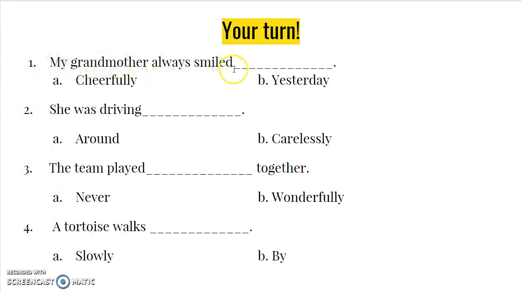So, my grandmother always smiled: A, cheerfully. B, yesterday. She was driving: A, around. B, carelessly. The team played: A, never together. B, wonderfully together. A tortoise walks: A, slowly. B, by. A tortoise is a turtle.